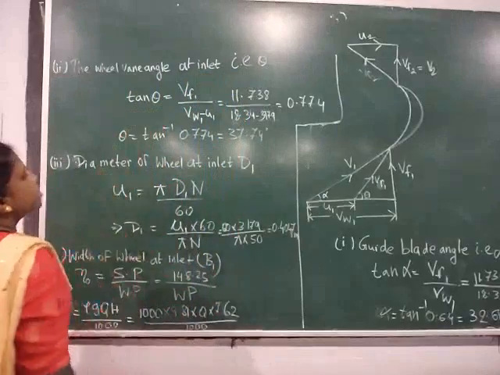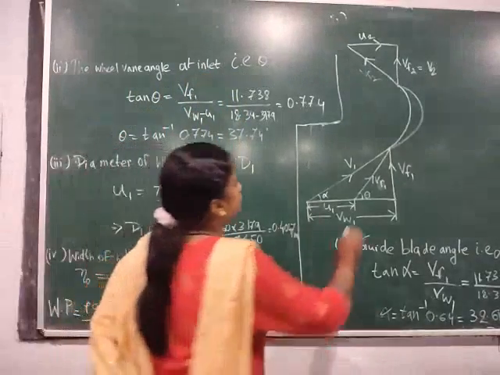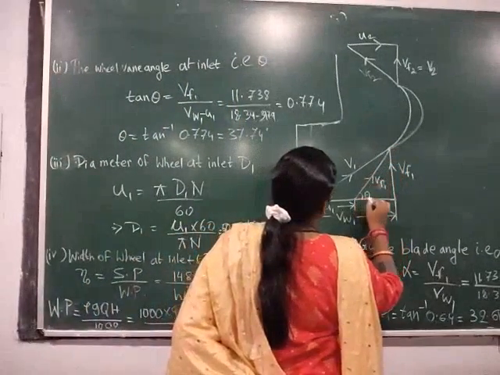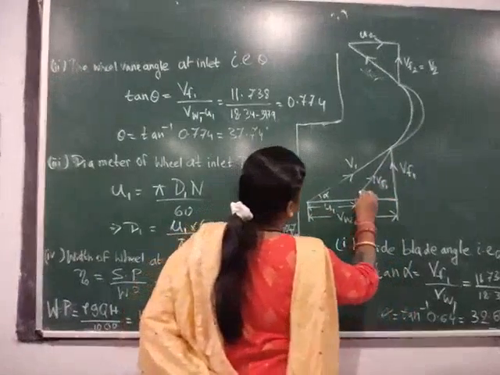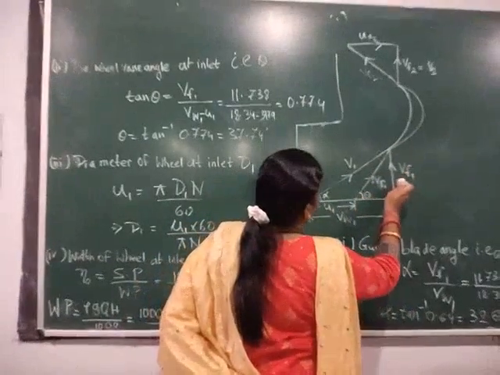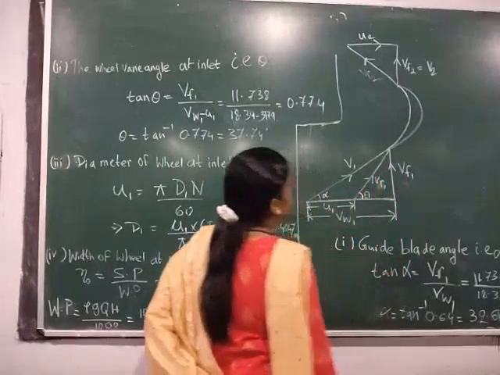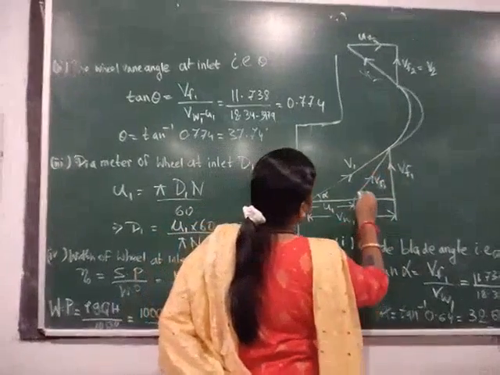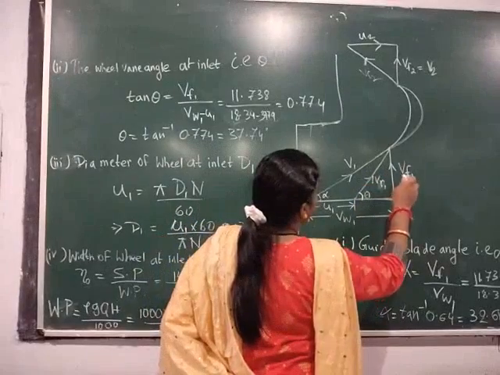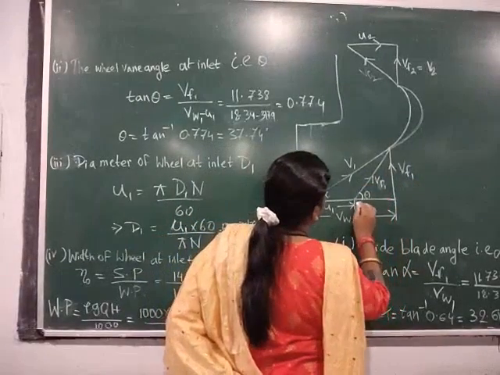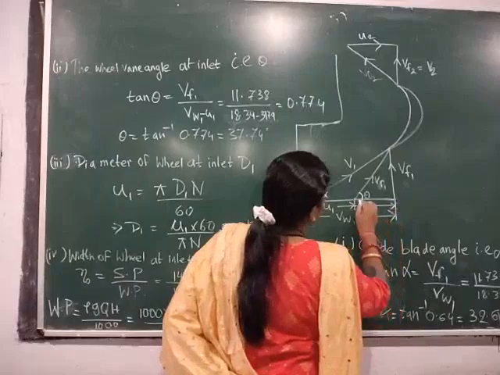Next, second question, it is asked the wheel vane angle at inlet, that is nothing but your theta. So tan theta is equal to what? In this smaller triangle, this is theta, this is your P, this is your B and this is your H. So in this triangle tan theta is equal to P by B, that means Vf1 divided by this part.